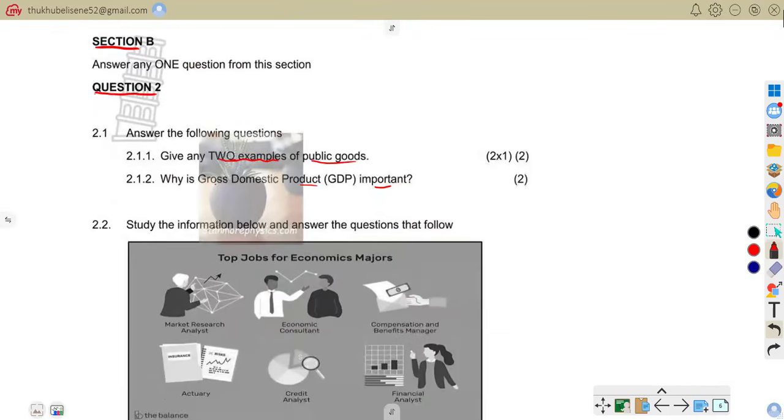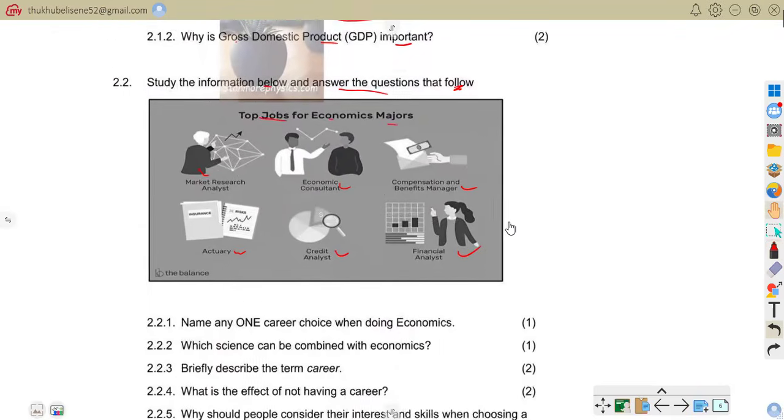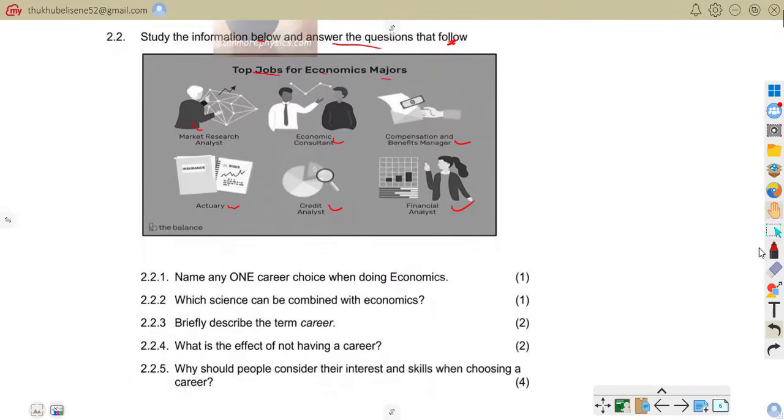Here we are on 2.2. It says study the information below and answer the questions that follow. We have top jobs for economic measures. You can see here we have market research analyst, economic consultant, compensation and benefits manager, the actuary, credit analyst, financial analyst. So now we are to attend to questions 2.21.